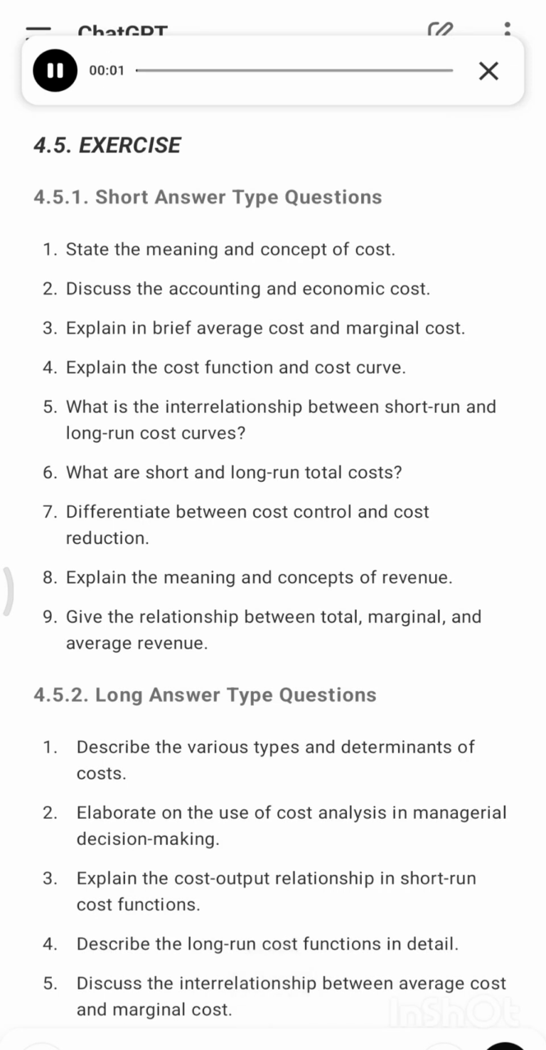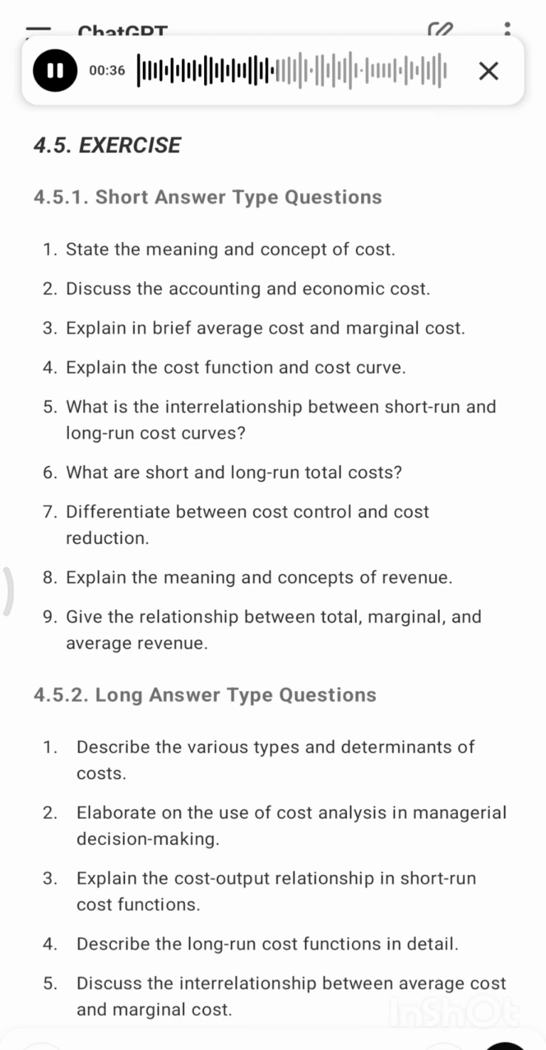4.5 Exercise 4.1 Short answer type questions. 1. State the meaning and concept of cost. 2. Discuss the accounting and economic cost. 3. Explain in brief average cost and marginal cost. 4. Explain the cost function and cost curve. 5. What is the interrelationship between short-run and long-run cost curves? 6. What are short and long-run total costs? 7. Differentiate between cost control and cost reduction. 8. Explain the meaning and concepts of revenue. 9. Give the relationship between total, marginal, and average revenue.